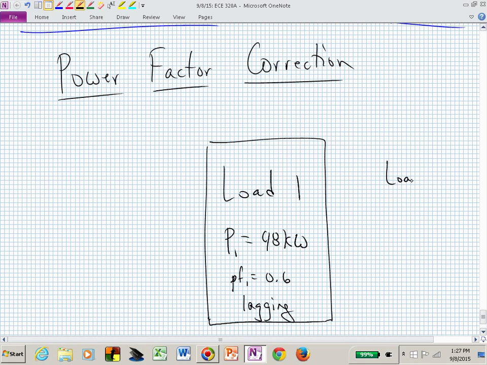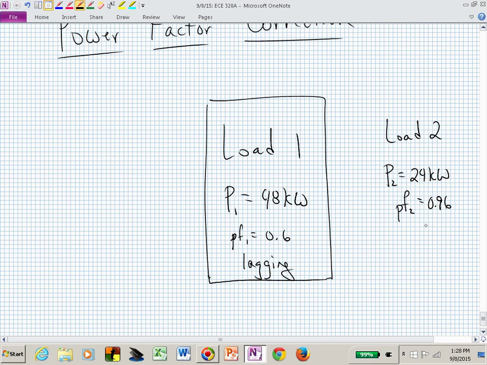Suppose we have a second load that has a real power of 24 kilowatts. How many homes does that represent? 24. I told you this is the new math. It's pretty challenging. But see, we're learning. And the first load, you could say, oh, that's a 48 home subdivision. The other one's a 24 home subdivision. And maybe load one has an industrial facility in it because it has a pretty small power factor. And let's say this one is actually leading.